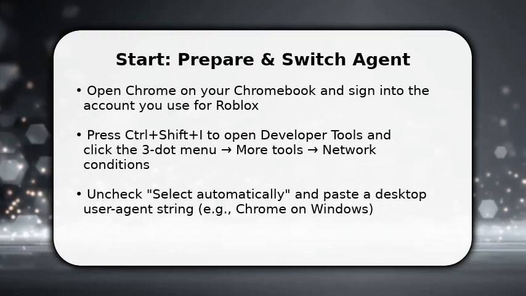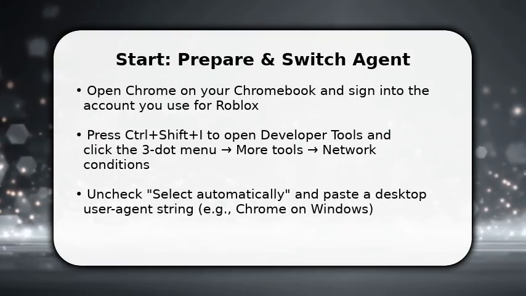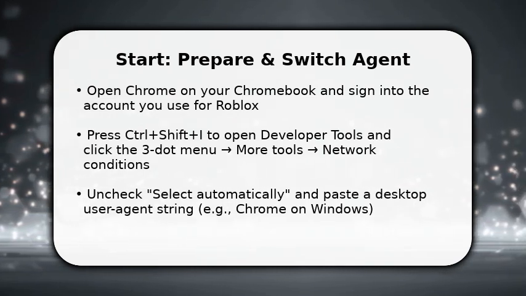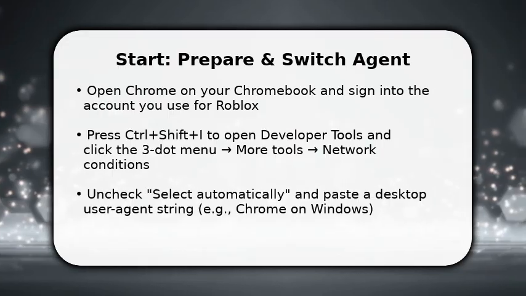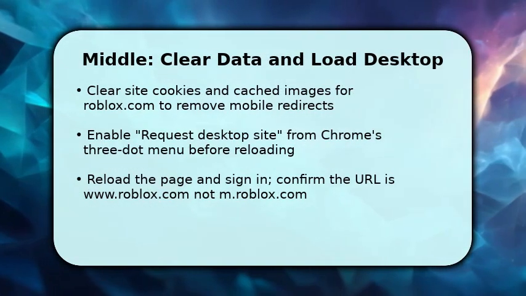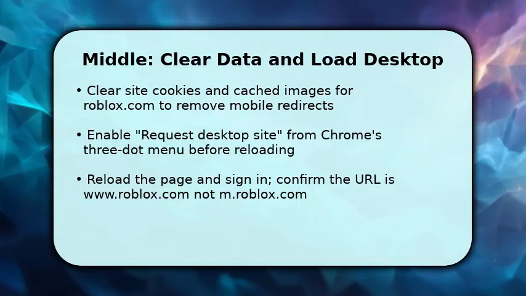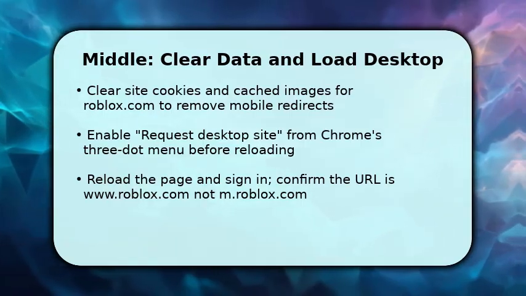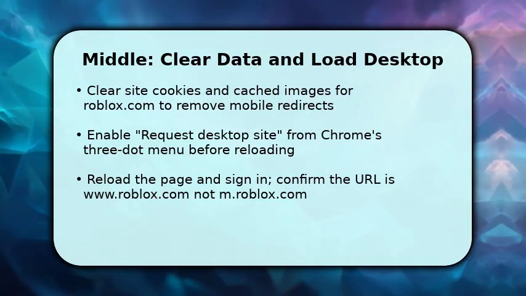Make sure you keep Developer Tools open during the next steps, so the browser keeps reporting the desktop profile. Once the user agent is set, clear cookies and cache for Roblox. To remove previous mobile redirects, go to Site Settings and remove stored data. Next, enable Request Desktop Site from Chrome's menu so the browser adds the desktop hint on reload.